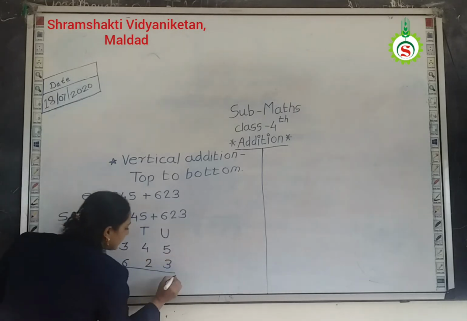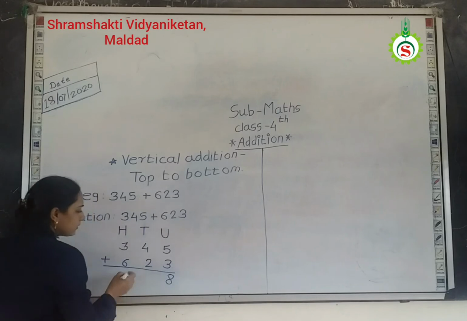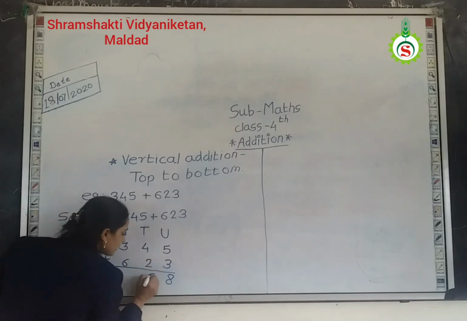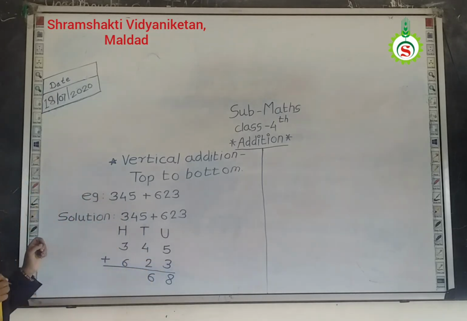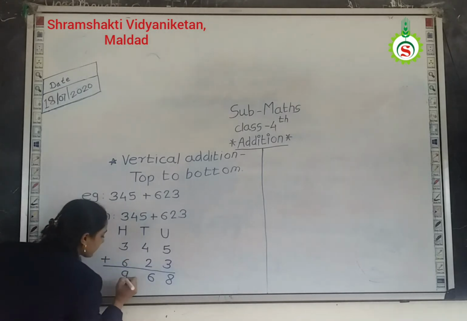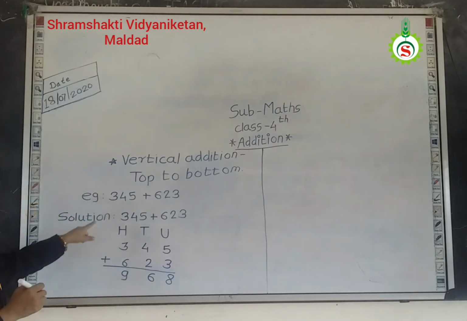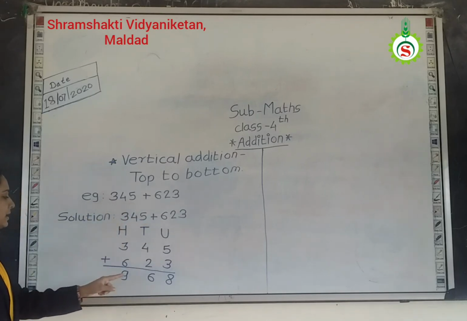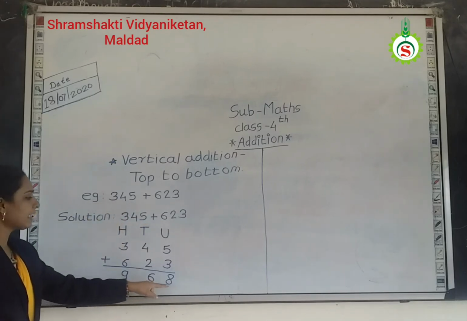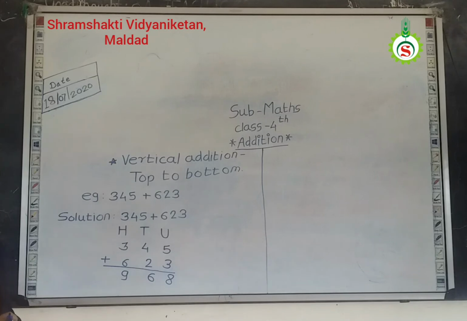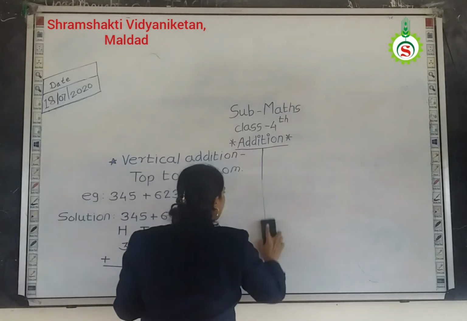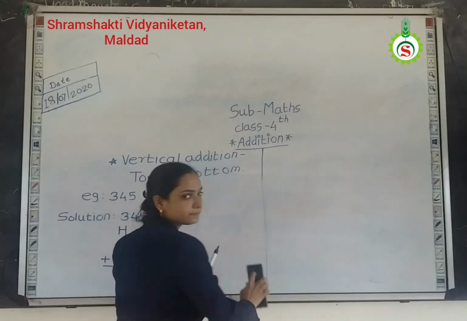Then solve the example. Very easy. 5 plus 3, 8. 4 plus 2, 6. And 3 plus 6, 9. Means our answer of this example is 968. Do you understand? Okay. Now, next example. Look here.